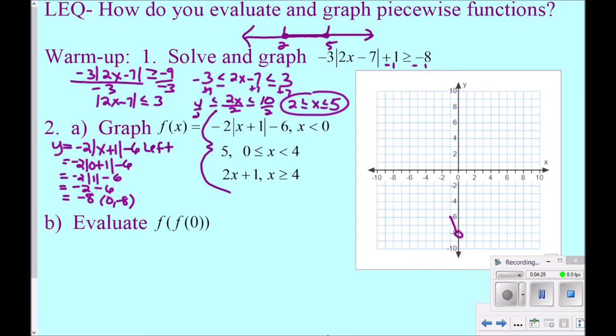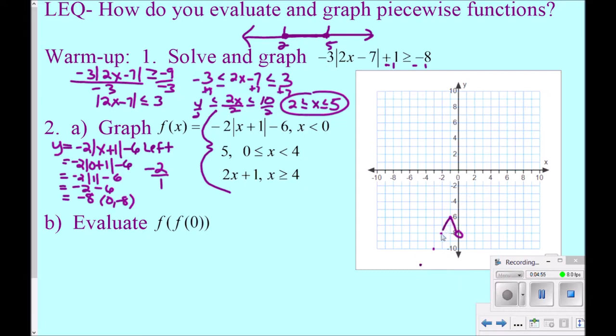And then from the vertex, I know I need everything to the left, so I need the rest of the absolute value graph, which would be the whole left side of the absolute value. So I'm going to use the slope, -2 over 1. So I'm going to go down 2 from that point and left 1. And I'm going to do that a few times.